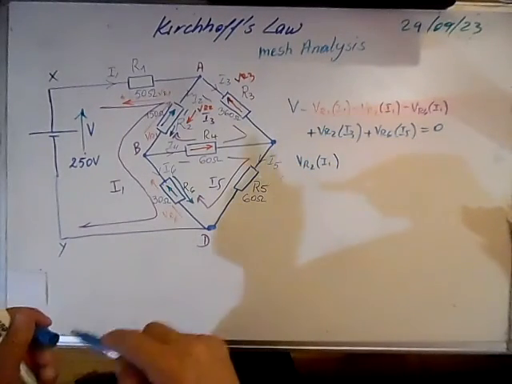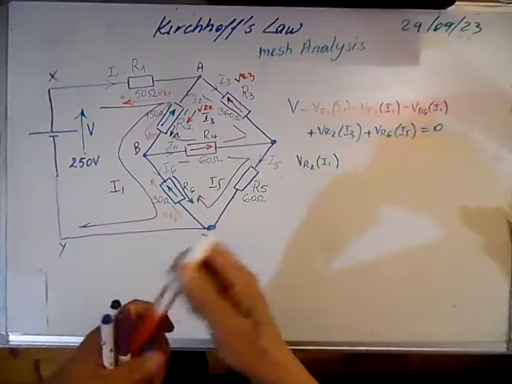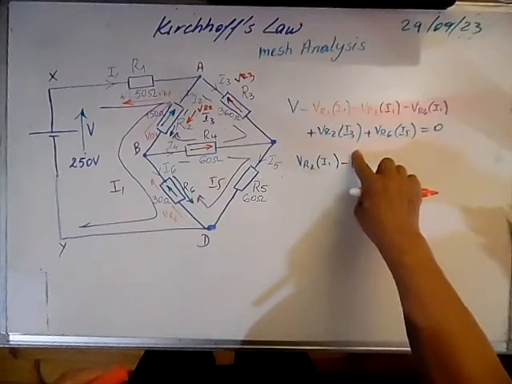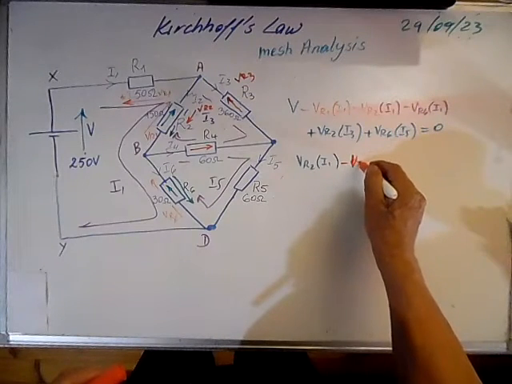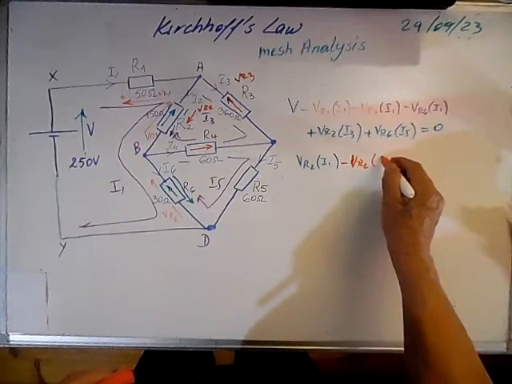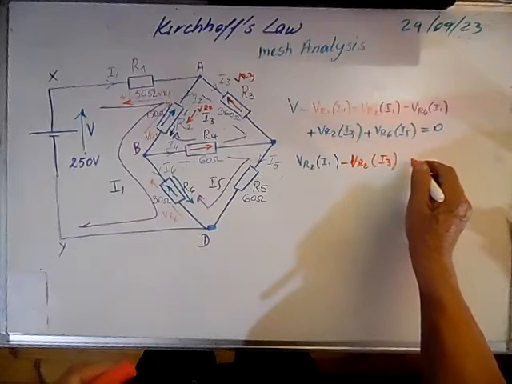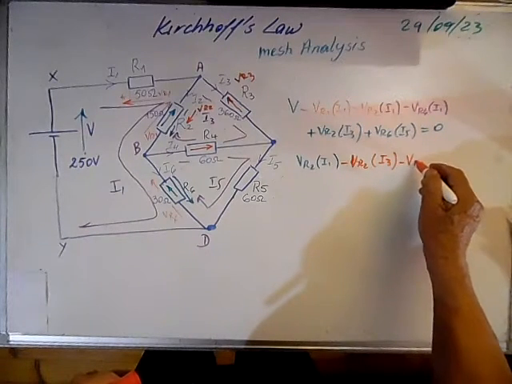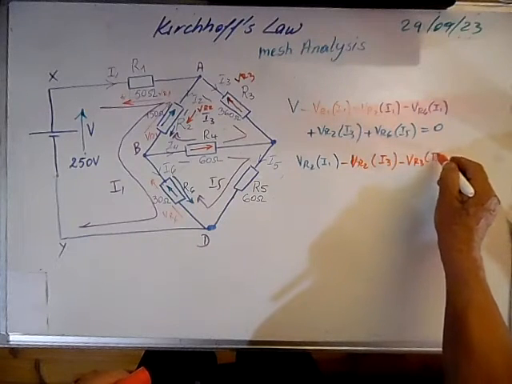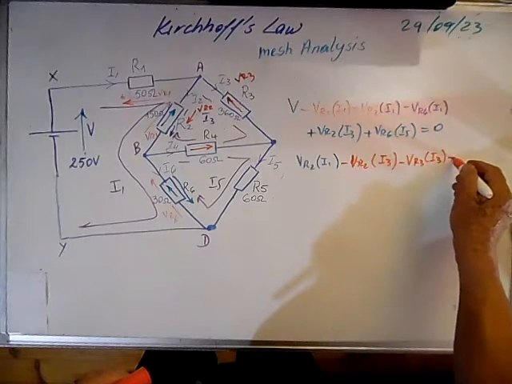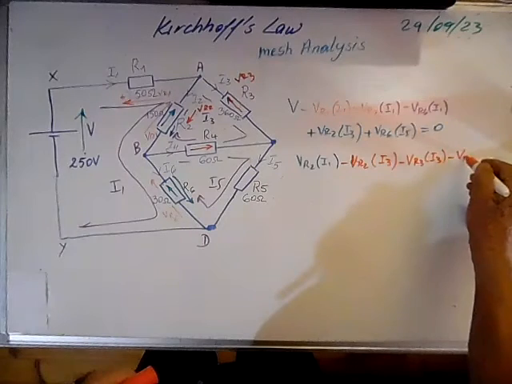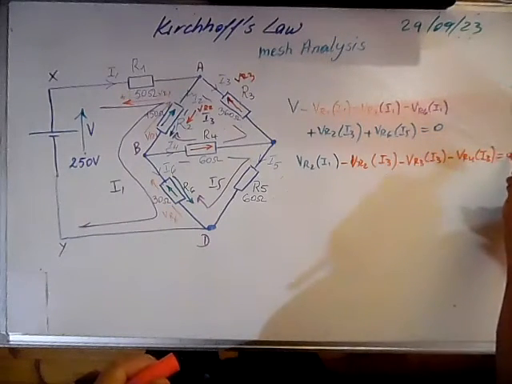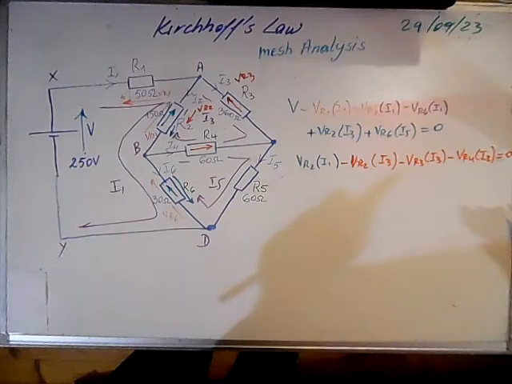okay, minus VR2 due to I3, minus VR3 due to I3, minus VR4 due to I3 is equal to 0. Okay.